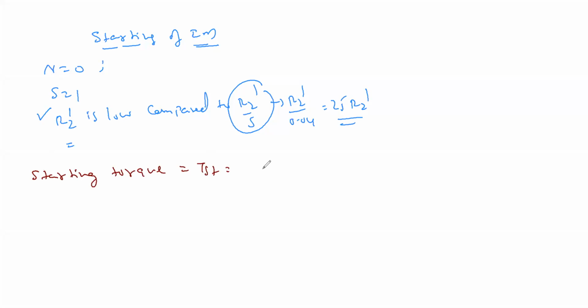Starting torque T start is equal to 3 by omega S, I start square, R2 dash by S. We know this formula, T into omega is the power, 3 I square R2 by S, which is the air gap power. We know this, we already did this one. So is the starting torque really improving? We have to see here now.